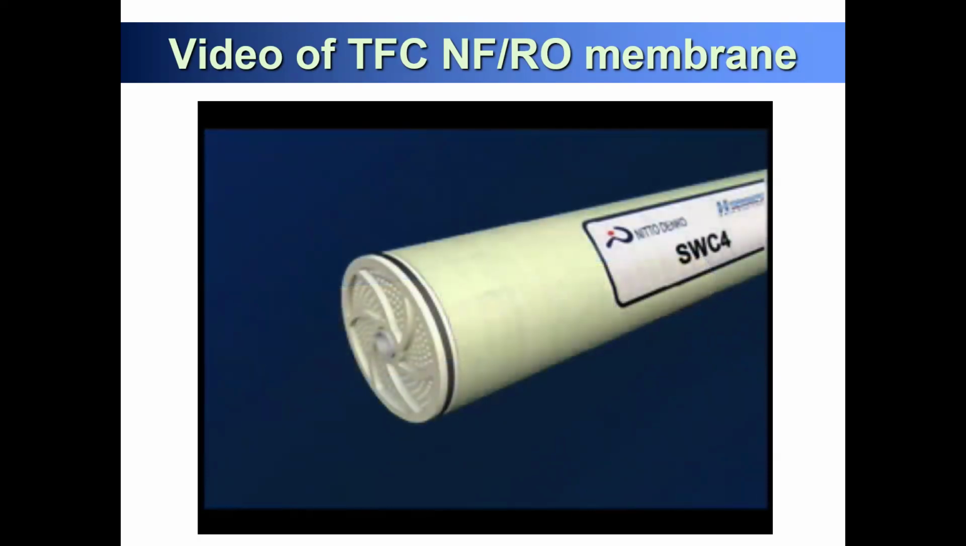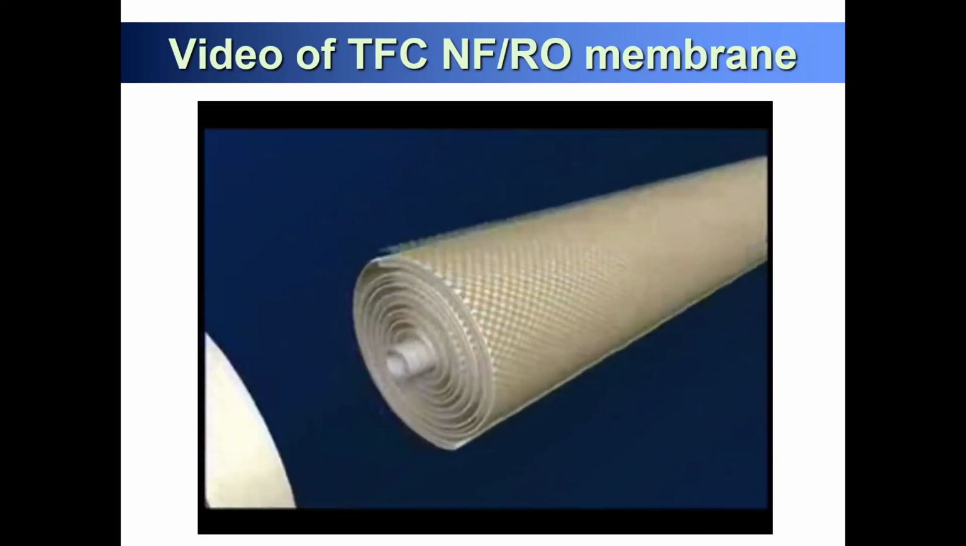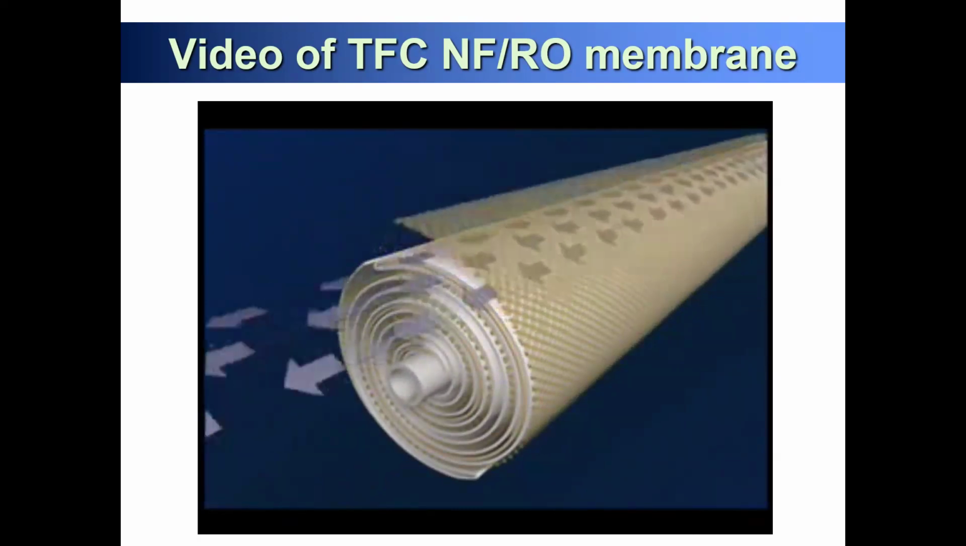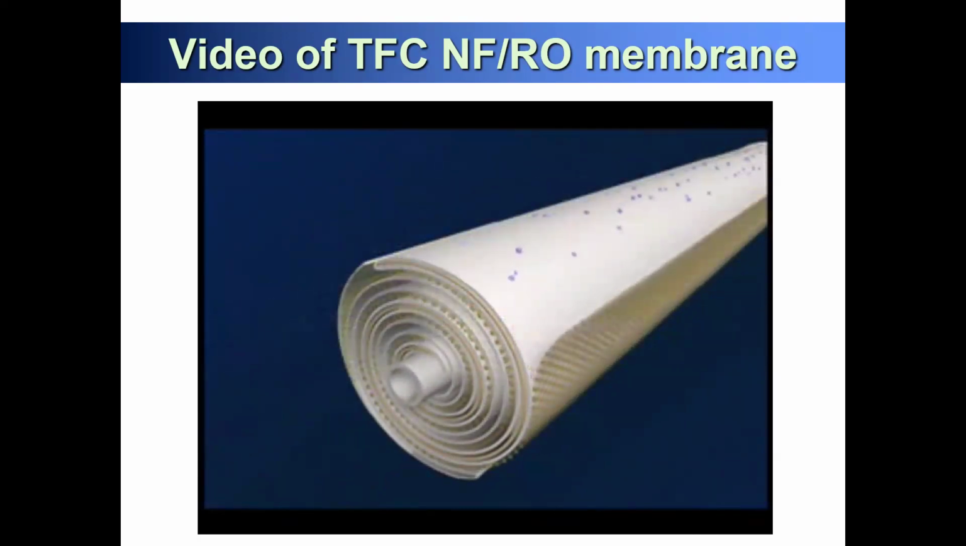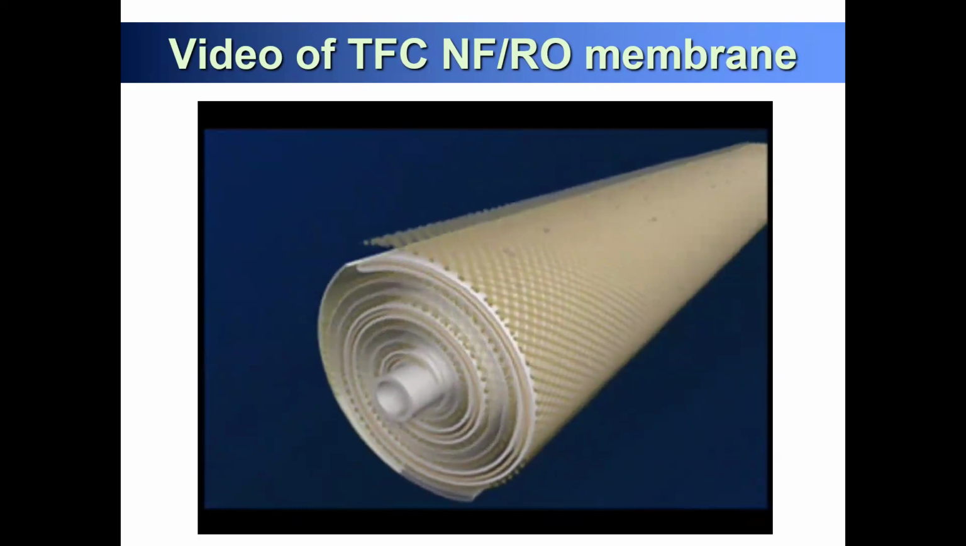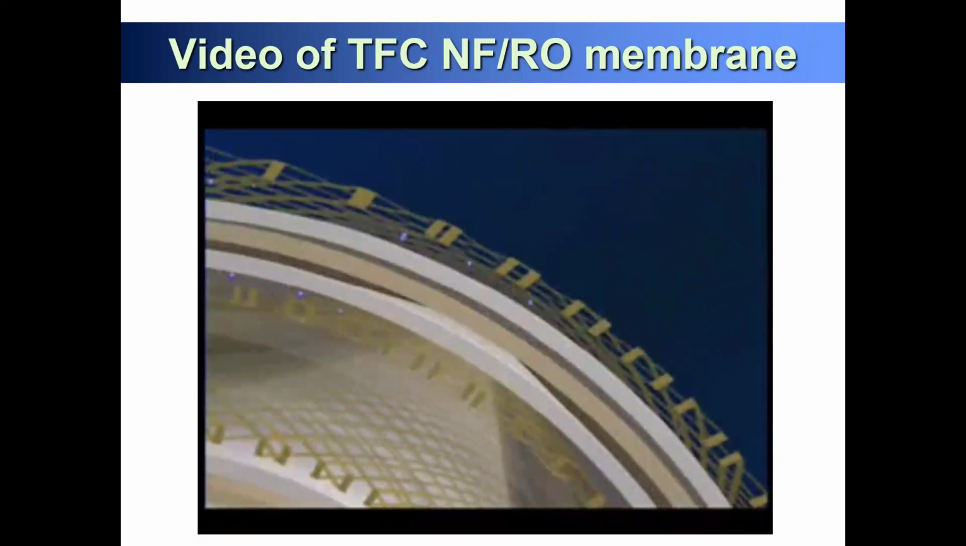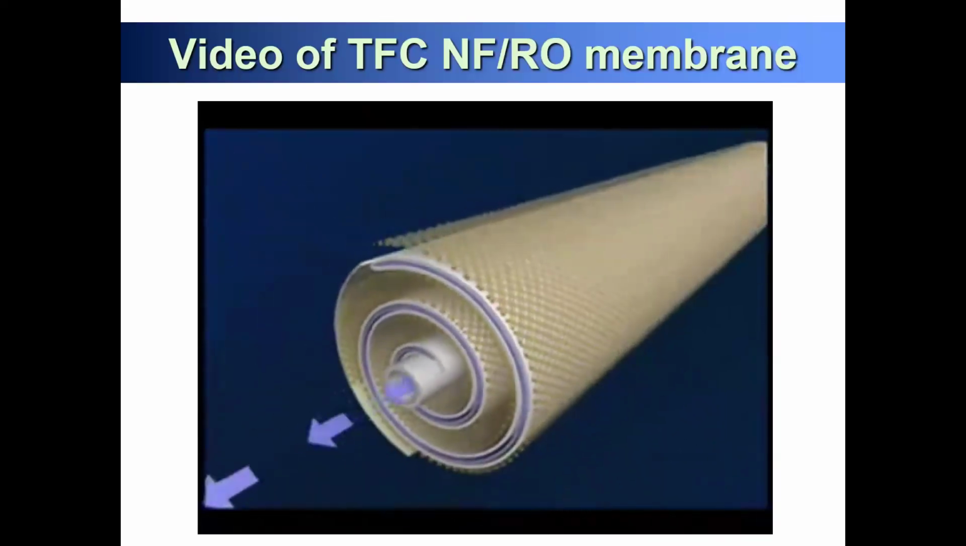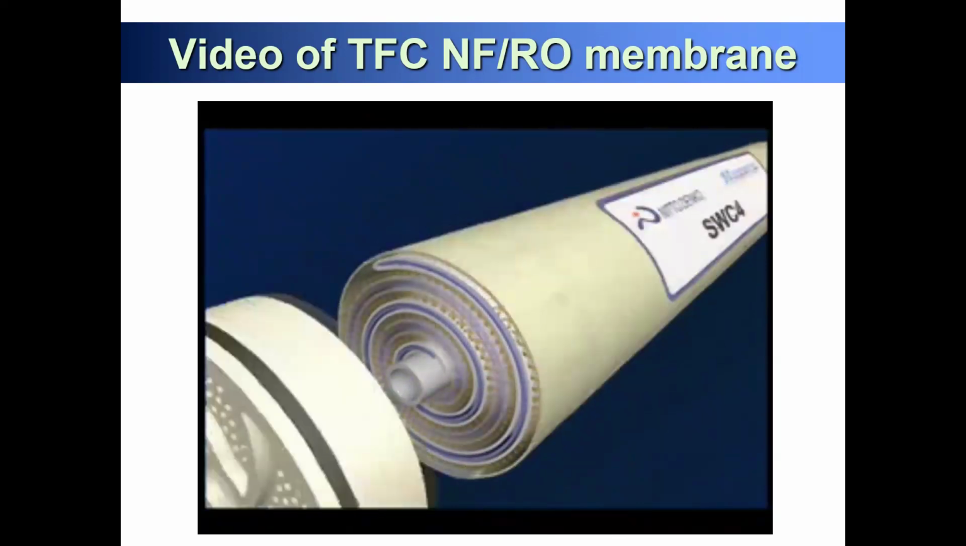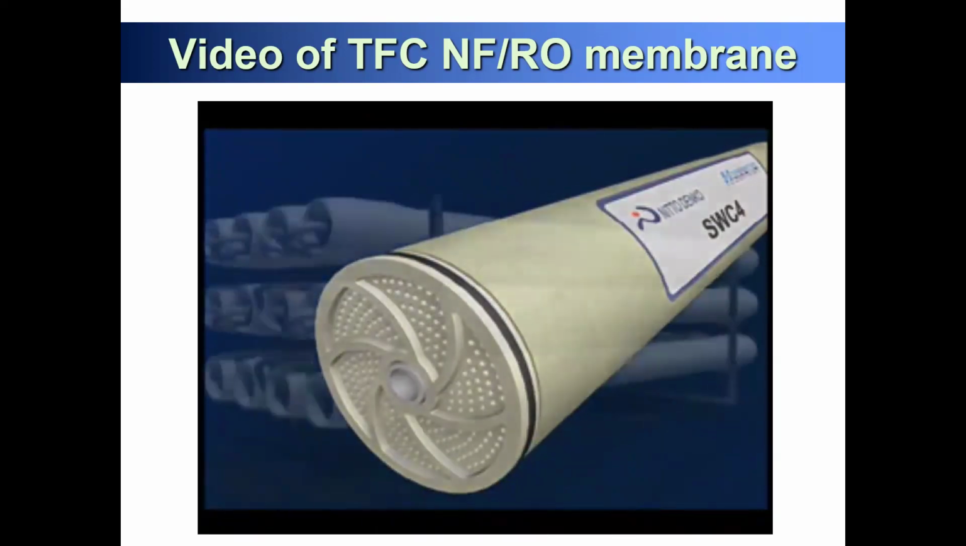With the back of the membrane completely sealed to the edges of the permeate spacer, the feed water is forced through the feed channel spacer, contacting the front or barrier layer of the membrane. Clean water, or permeate, passes through the membrane surface into the permeate channel and then flows in a spiral direction to the center of the element and is collected into the core tube.